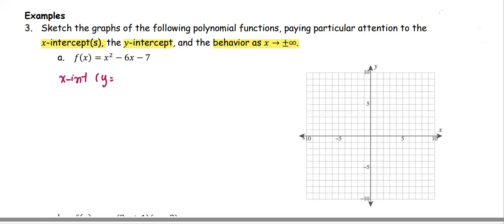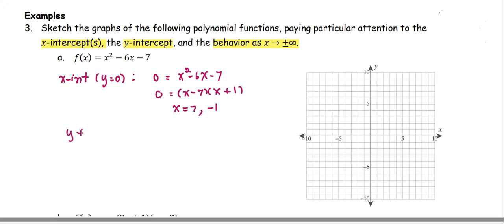That means we let y be 0. We get 0 equals x squared minus 6x minus 7. We're going to use the zero factor property, or the factoring technique, to look for the zeros. Factoring completely, we get x minus 7 times x plus 1. That tells us the zeros are x equals 7 and negative 1, the x-intercepts.